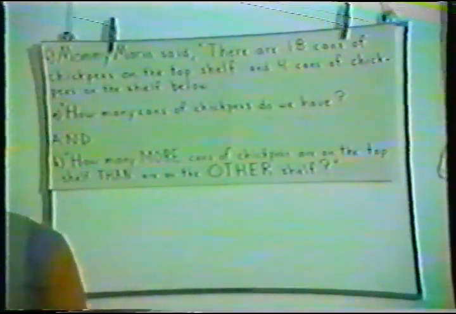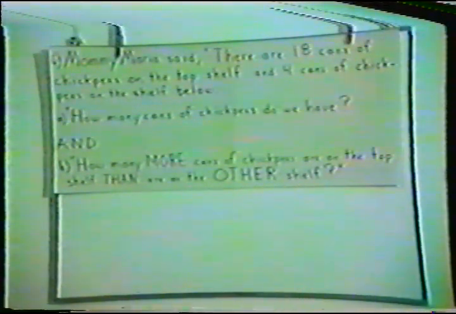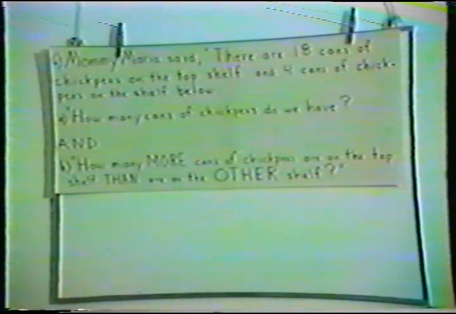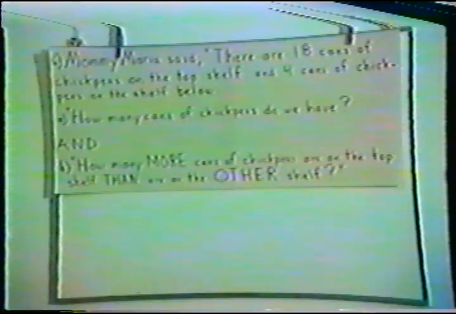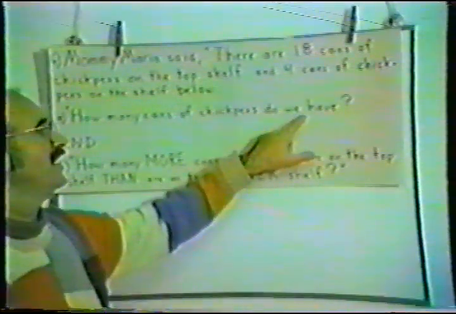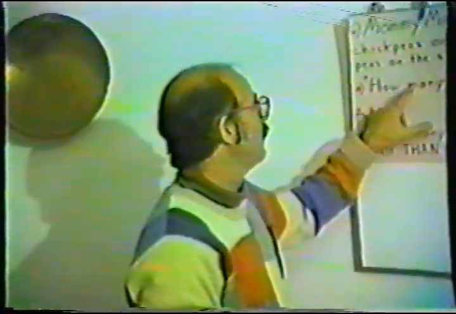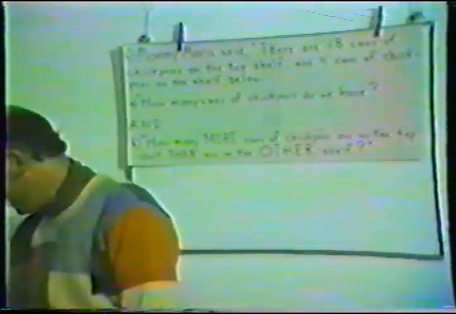Problem number 6. Mommy Maria said, there are 18 cans of chickpeas on the top shelf and 4 cans of chickpeas on the shelf below. How many cans of chickpeas do we have? Now there's a little something that I haven't said there, but that's implied. How many cans of chickpeas do we have in all, or all together?